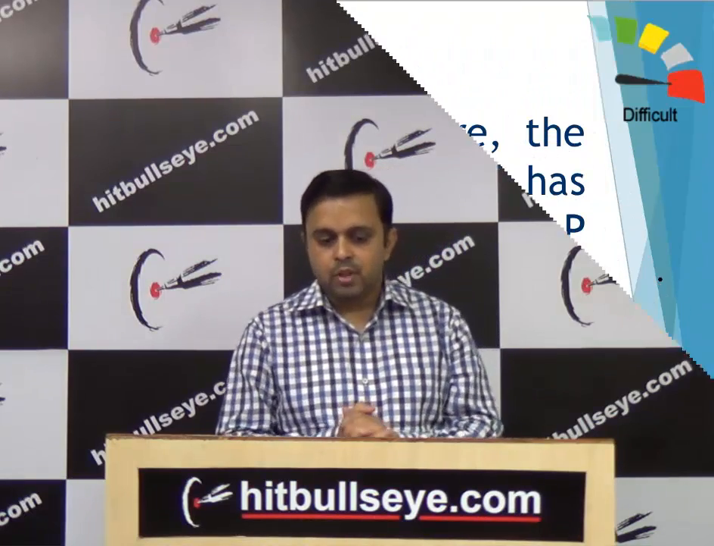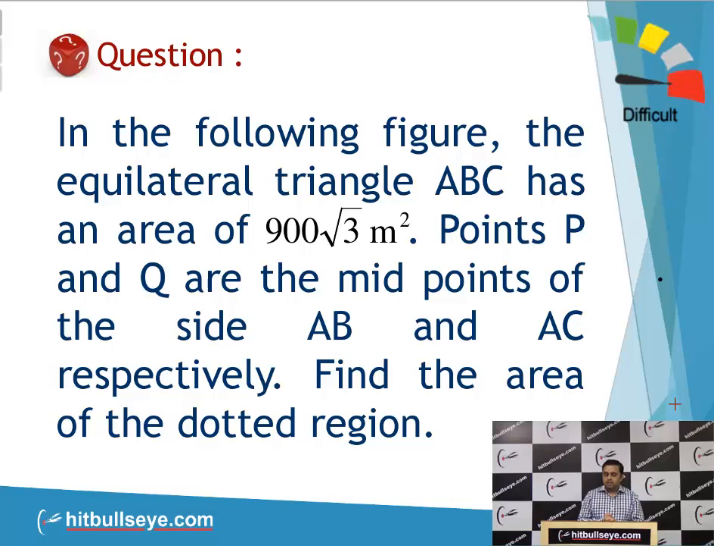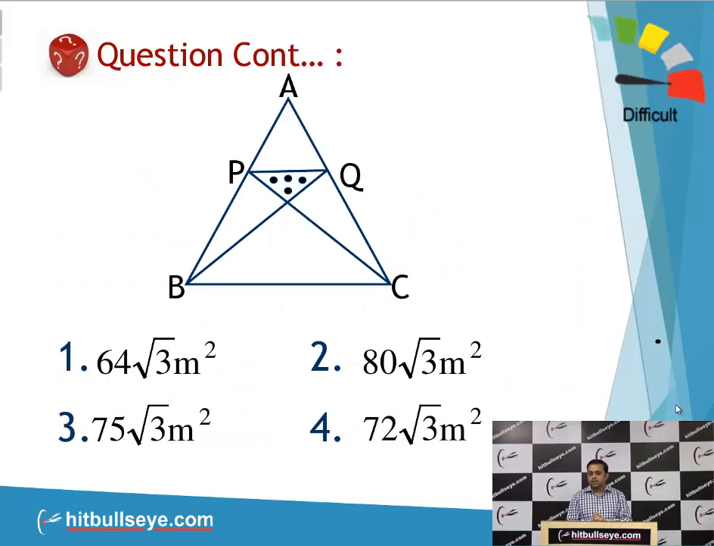Let's have a look at one such problem in which I will solve the question by a simple concept of geometry. So here is the question. Question says that in the following figure, the equilateral triangle ABC has an area of 900 root 3 meter square. Points P and Q are the midpoints of sides AB and AC respectively, and you have to find the area of the dotted region. So here is a triangle.